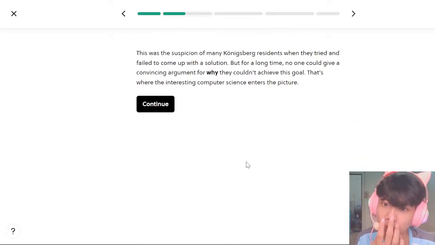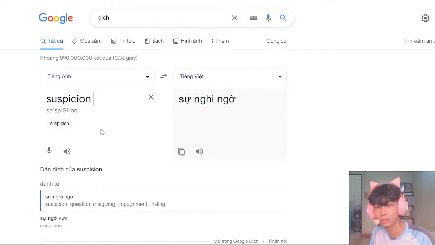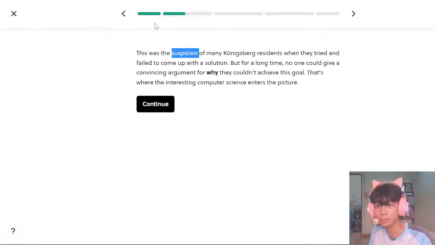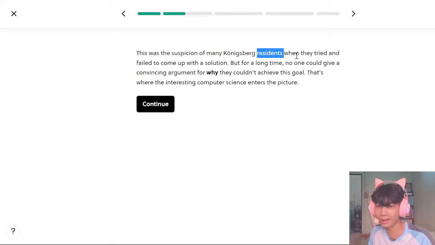This was the suspicion of many residents. Residents tried and failed to come up with a solution, but for a long time no one could give a convincing argument for why they couldn't achieve this goal. That's where the interest in computer science enters the picture.